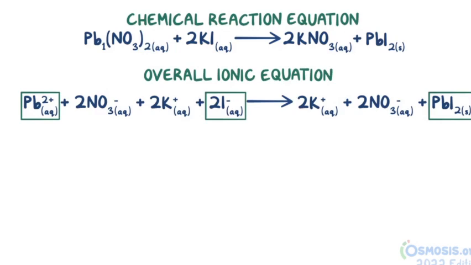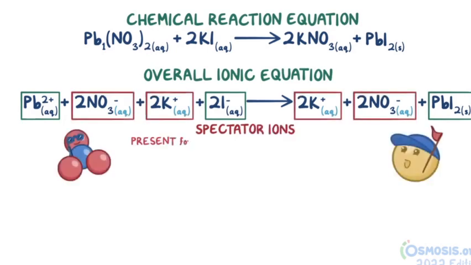The other two ions, potassium and nitrate, were there when the reaction started as ions in aqueous solution. They are also there in aqueous solution when the reaction is over, and so overall, they did not participate in the reaction themselves. They merely watched the reaction. So we call these spectator ions because they are present for the reaction, but they don't participate. So our spectator ions for this precipitation reaction are potassium and nitrate.